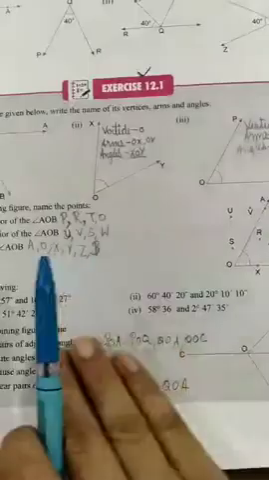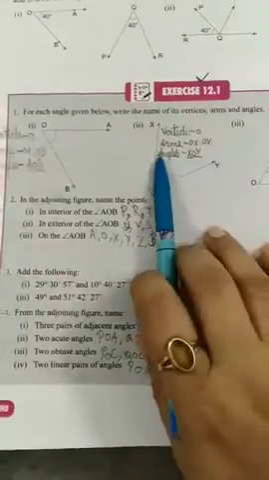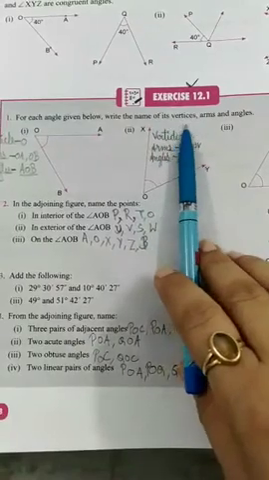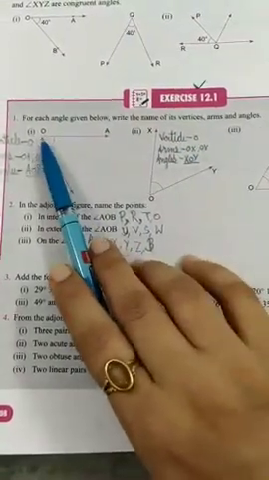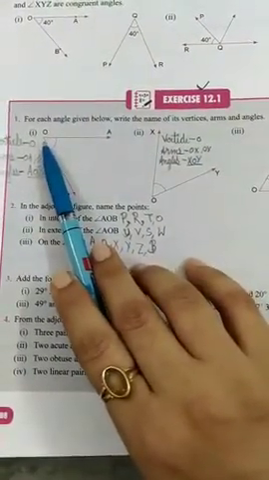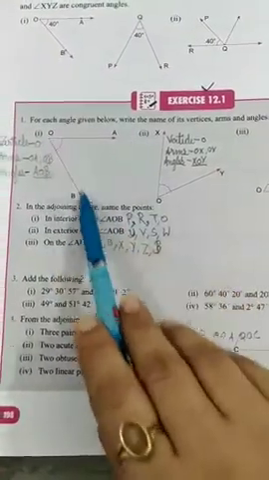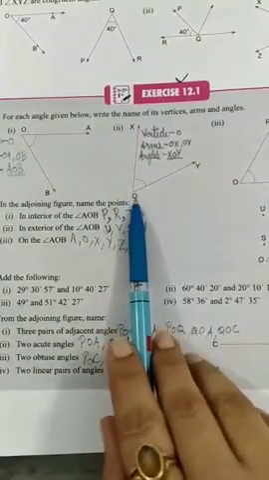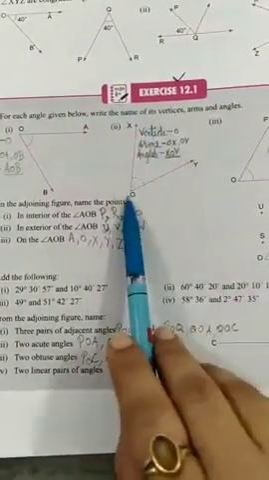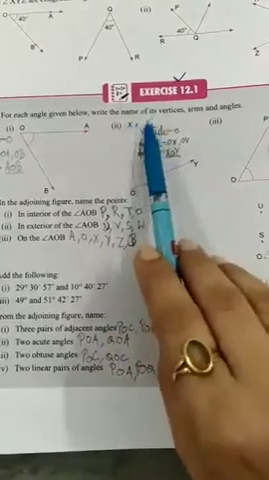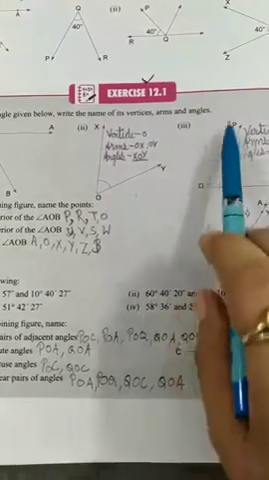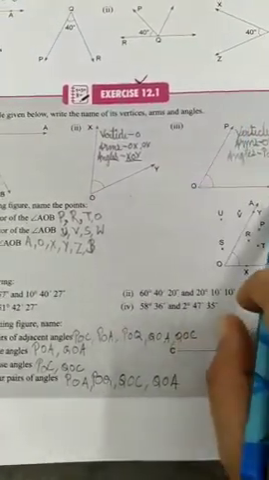Now children, come to exercise 12.1. In this, we have only 2 questions in our syllabus. First is, for each angle given below, write the name of its vertex, arms and angle. In the first, the vertex is O, arms are OA and OB, and the angle is AOB. Second part, vertex is O, arms are OX and OY, angle is XOY. In this, vertex is O, arms are OP and OQ, angle is POQ.